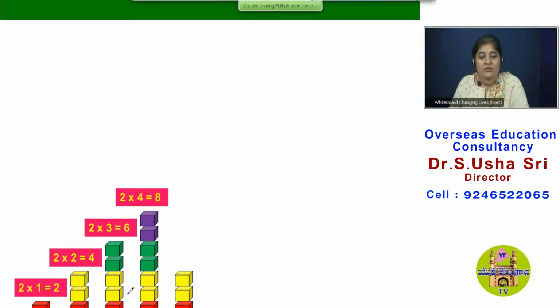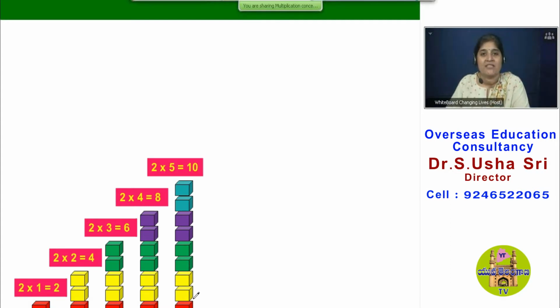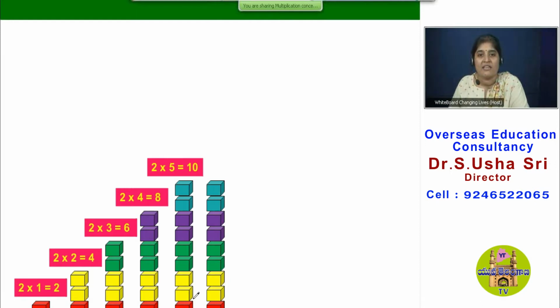Next 2, 2, 2, 2, and 2. What does it mean? So 1, 2, 3, 4, 5, 6, 7, 8, 9, 10. So 2 5s. How many groups are there here? 5 groups are there with 2 each. So 2 5s will be 10. Similarly, let us take the other one, that is 2 6s. So 1 group, 2 groups, 3 groups, 4, 5, 6. How many do we have, children? Let us count 1, 2, 3, 4, 5, 6, 7, 8, 9, 10, 11, 12. So what is 2 6s? 2 6s is 12. Okay.